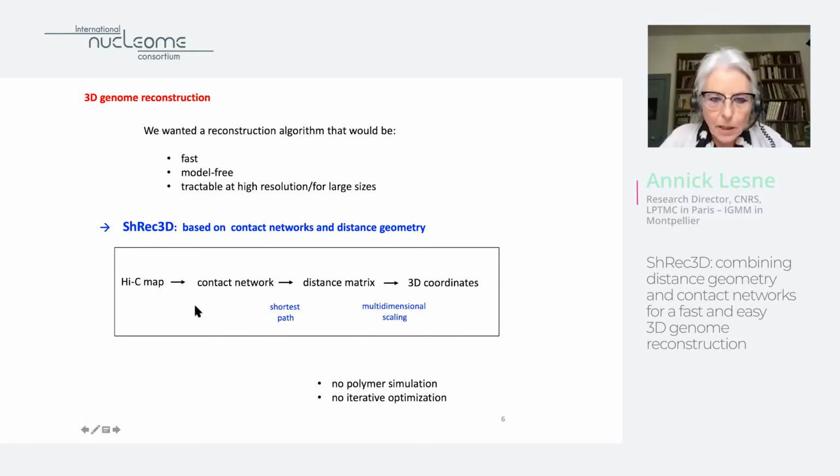The basic steps that I will detail are, first, to pass from the Hi-C map to a contact network, then from the contact network to a distance matrix, that is, a matrix containing all the distances between any pair of genomic loci, and from this distance matrix to reconstruct the 3D coordinates of all genomic loci. This algorithm will involve no iterative optimization, so no convergence issues, and no polymer simulation, so it is model-free.